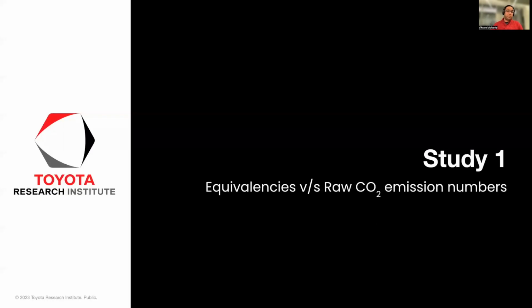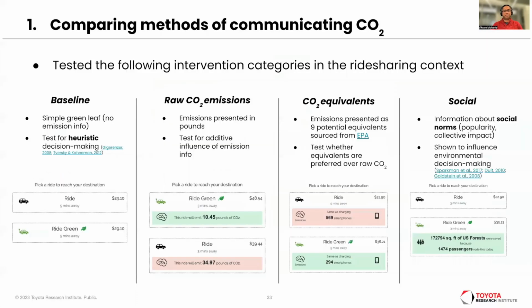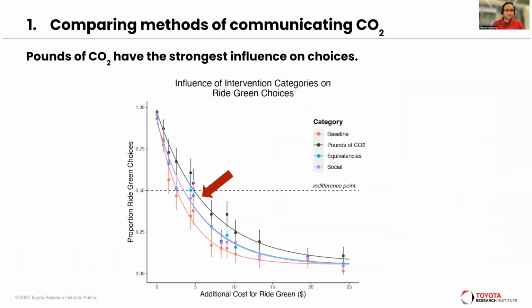So let's dive into study one, where we looked at equivalencies versus raw CO2 emission numbers. Here, we tested these interventions in a ride-sharing context. We had a baseline condition where we showed the green ride with a simple green lift without any emissions info. And then we had these other interventions.